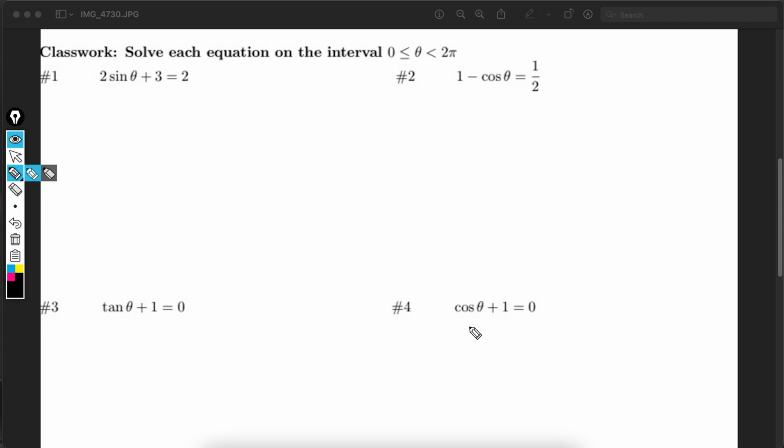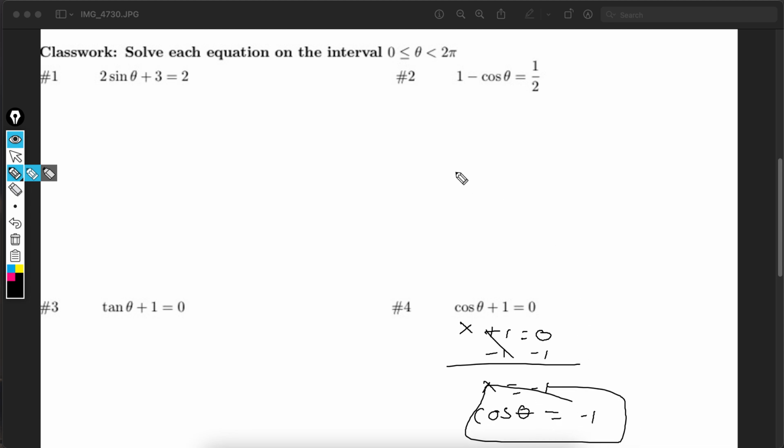Let's try this one. So x plus 1 equals 0. It's kind of the same thing as before. x equals negative 1. So now we put in cosine back for that, cosine theta equals negative 1. Now we're going to do the arc cosine of this, which would just be pi.